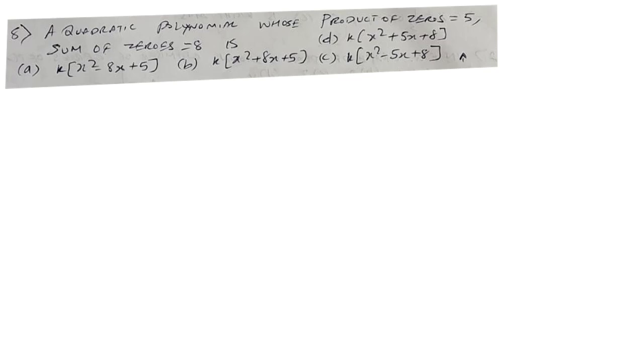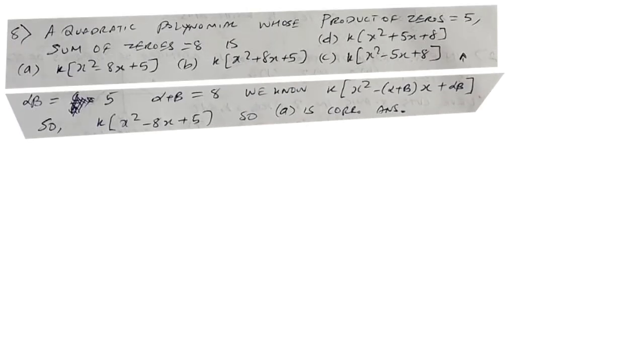Quadratic polynomial whose product of zeros is 5 and sum of zeros is equal to 8. Okay, the product is 5 and the sum is 8. And which of these is that polynomial? See, we know alpha beta is equal to 5, that is the product is 5, alpha plus beta is equal to 8. Okay, if we are given the sum and the product, we know that the quadratic polynomial is of the form k multiplied by, in square brackets, x squared minus alpha plus beta into x plus alpha beta.